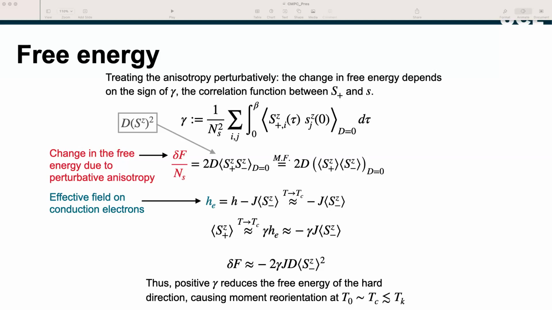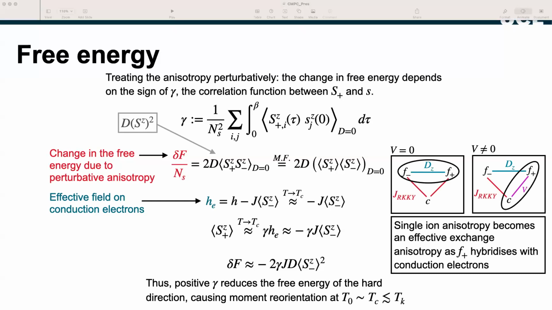off diagonal susceptibility times the field, which is just the effective field on the conduction electrons, which is just minus gamma J S F, which you then insert back into this to find that the energy is lowered if you have positive gamma. That is, if the S plus fermions, impurity fermions and conduction electrons order together.